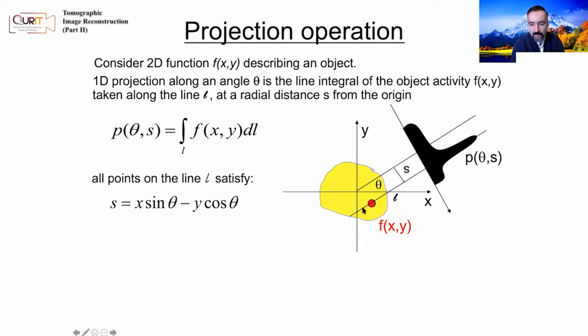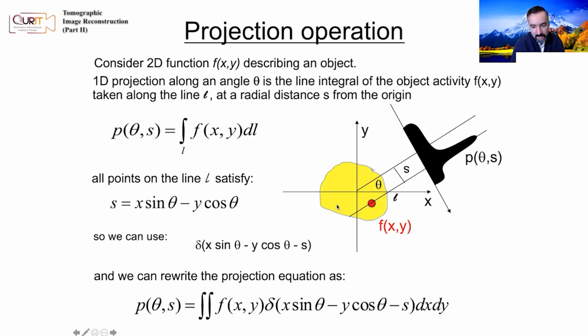And then you can actually parameterize this line. You can prove this easily: this line is given by this formula, where s is the radial distance from the origin to this line. So s is fixed and theta is fixed for this line. Having said that, x and y have a relationship. So then this ends up being a 2D integral where you're defining a delta function that says, I only want to integrate when I am along this line. So you basically transform this 1D integral into a 2D integral using this delta function.